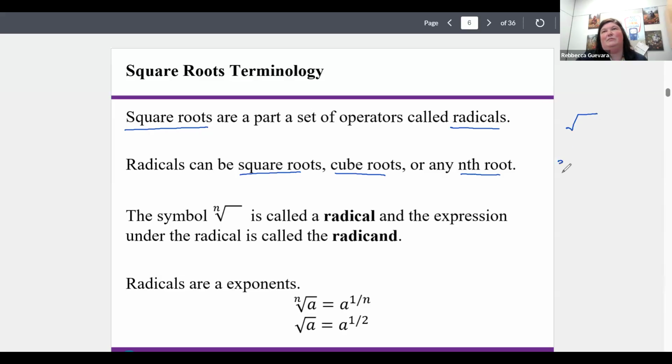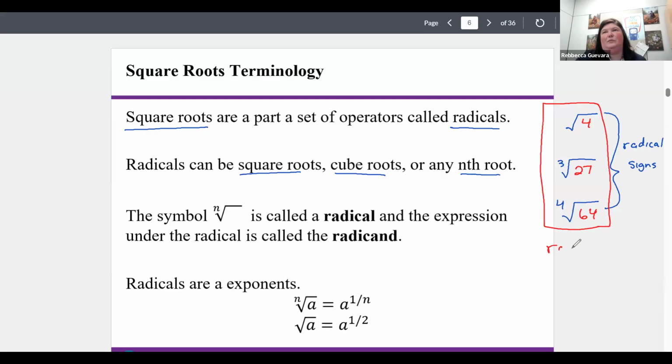So the symbol, this one, and I can keep making more and more of them. We call these all radical signs. And if I stick a number in there, we can refer to these as radicals. And what we'd have is the 4, 27, and the 64. These are what we call the radicand.